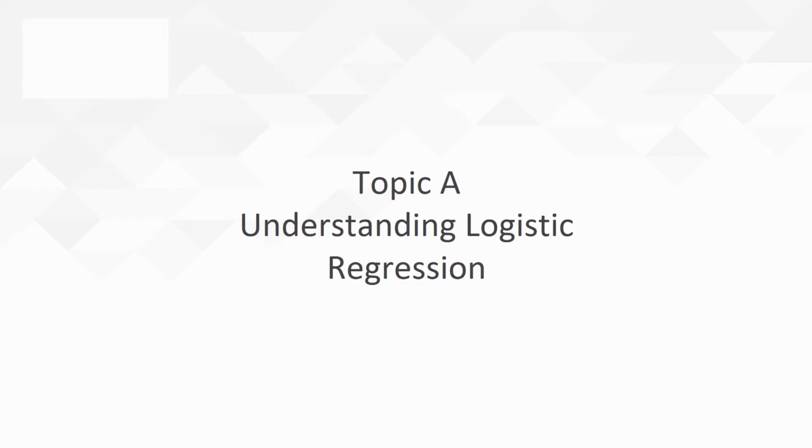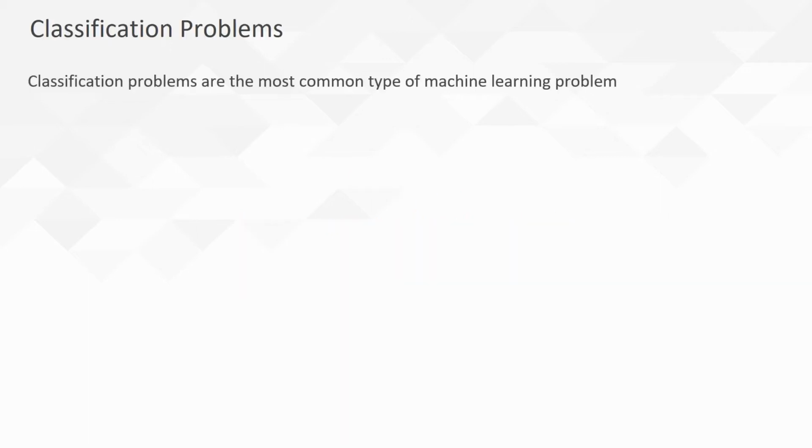Let's look at our first topic in this lesson, topic A, understanding logistic regression. Logistic regression is one of the most widely used classification methods, and it works well when data is linearly separable. The objective of logistic regression is to squash the output of linear regression to classes 0 and 1. Classification problems are the most common type of machine learning problems.